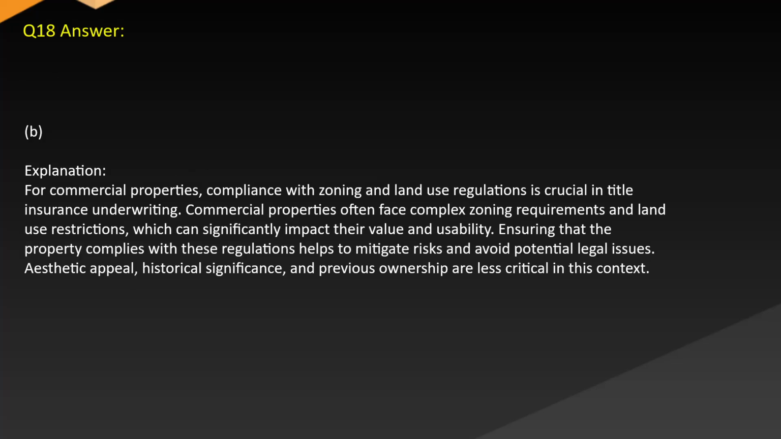Answer B. Explanation. For commercial properties, compliance with zoning and land use regulations is crucial in title insurance underwriting. Commercial properties often face complex zoning requirements and land use restrictions, which can significantly impact their value and usability. Ensuring that the property complies with these regulations helps to mitigate risks and avoid potential legal issues. Aesthetic appeal, historical significance, and previous ownership are less critical in this context.